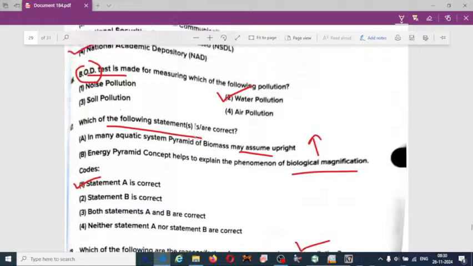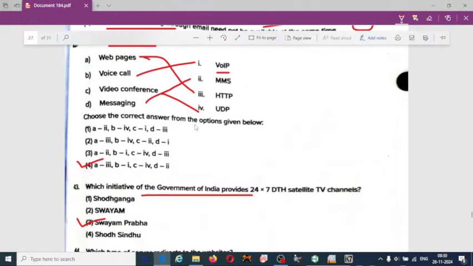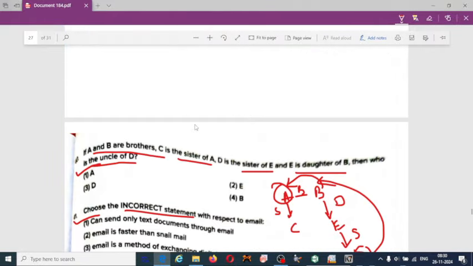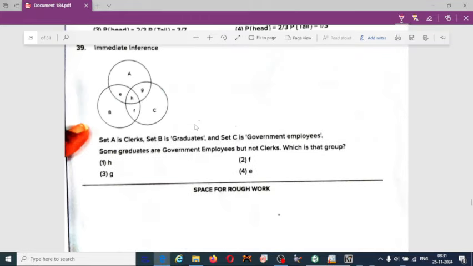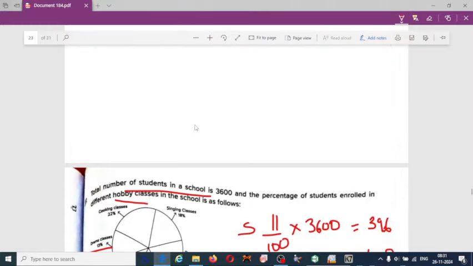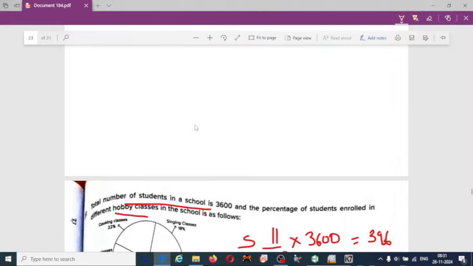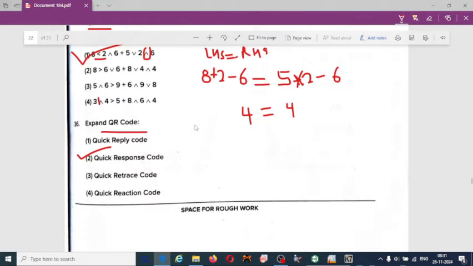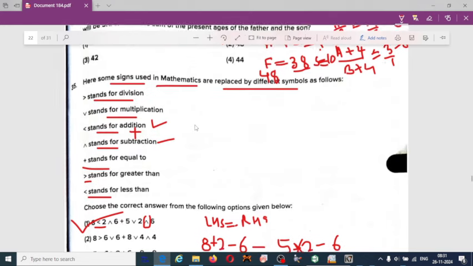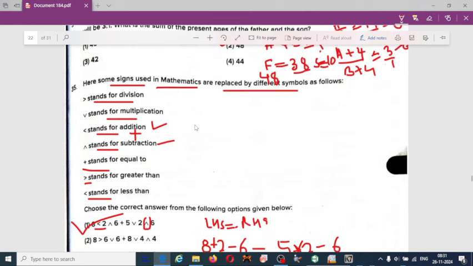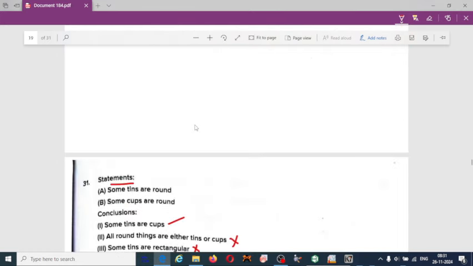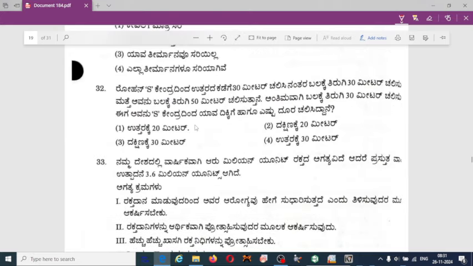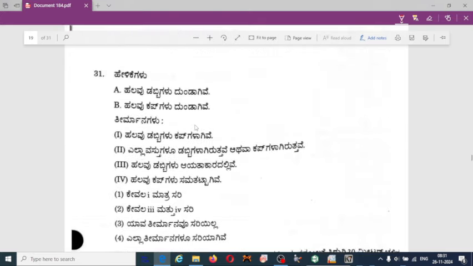So here I have solved all the GK questions for the KSET 2024 exam. I hope this information is very helpful for the students who have attended the KSET 24th November 2024 exam. So they can verify the answers that I have explained in this video.